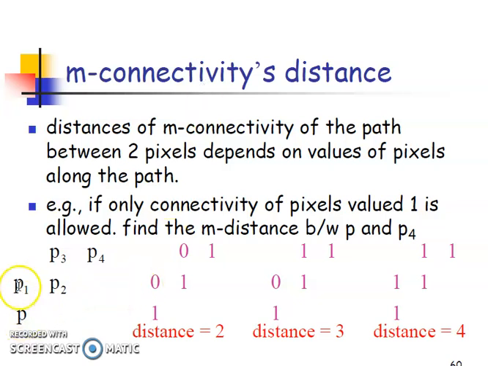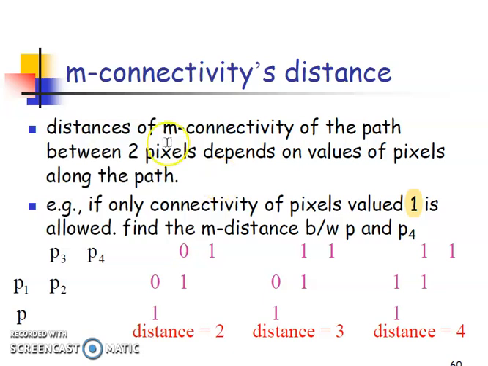Let's consider the arrangement of pixels as shown here. This is pixel P, this is P1, P2, P3 and P4, and we have to identify the distance between pixel P and pixel P4. Now here we'll consider the set V equal to 1. That means we have to identify the connectivity between the pixels which have value equal to 1. Now if the value of P is 1, P2 is 1 and P4 is 1 and the rest of the pixels are 0, in that case how can we calculate the distance?